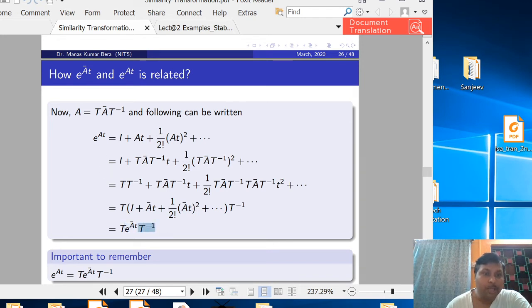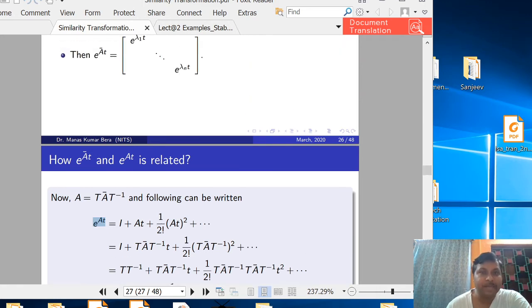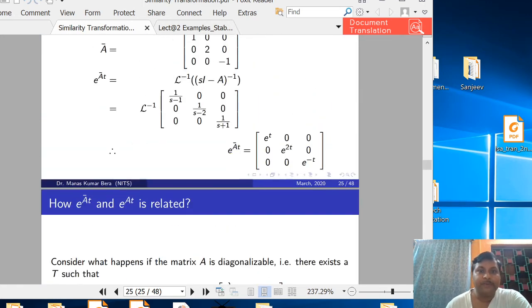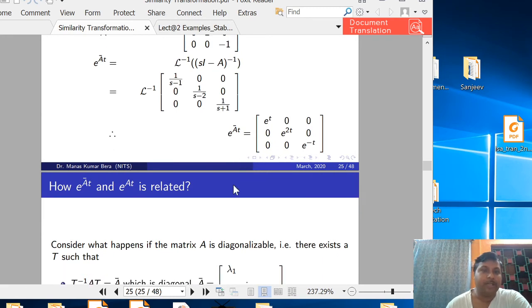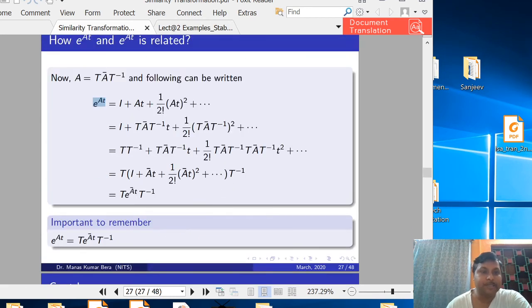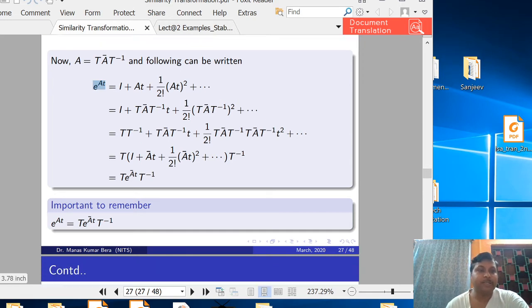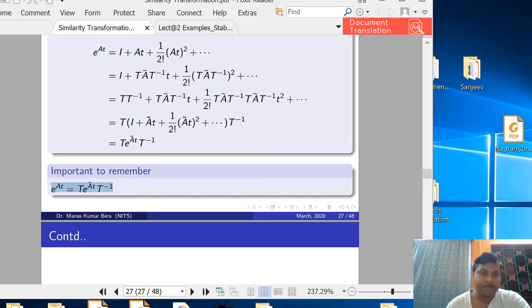So e to the power At is related by this relation: T e to the power A bar t T inverse. It means that once you calculate e to the power A bar t, you have to do the operation T into e to the power A bar t into T inverse to get the original e to the power At. This is the theory, and you have to remember this relation.